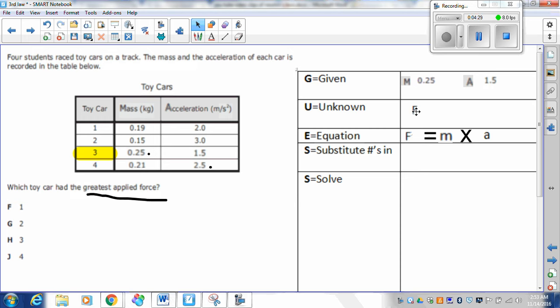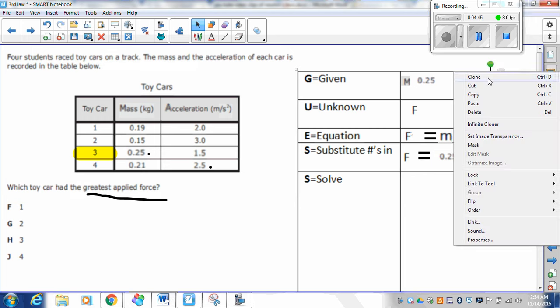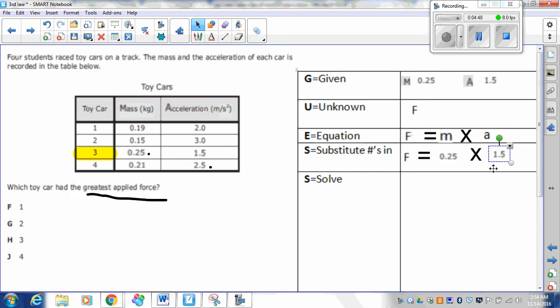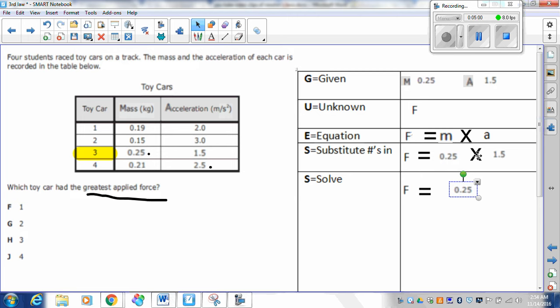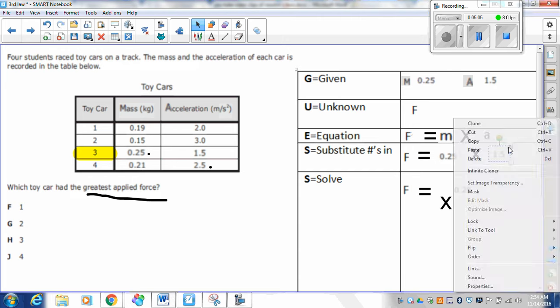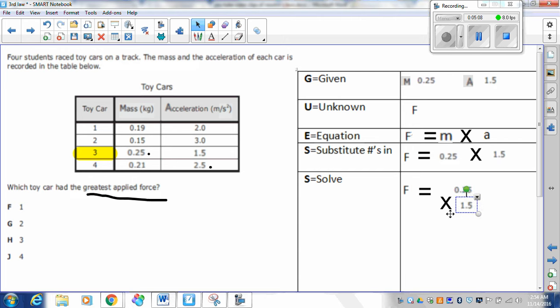So F is unknown, so I need to bring that down. Equals, my mass is given, so I'm going to substitute that number in from the given, times my acceleration is given, so I'm going to substitute that number in from the given. Now to solve it, force equals, now I like to set it up like this. There's different ways for you to multiply, so whichever way works for you, go for it, as long as you get the right answer. But I set mine up this way.